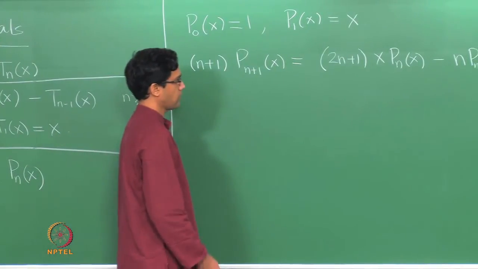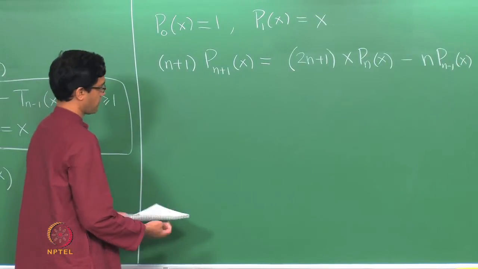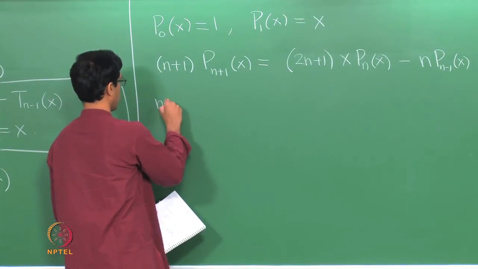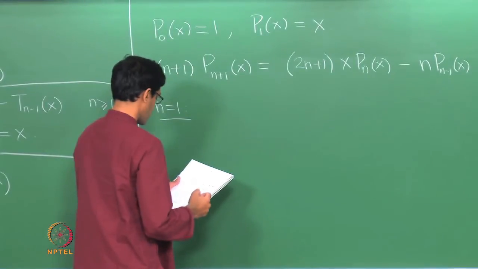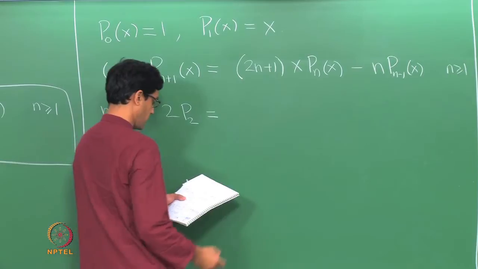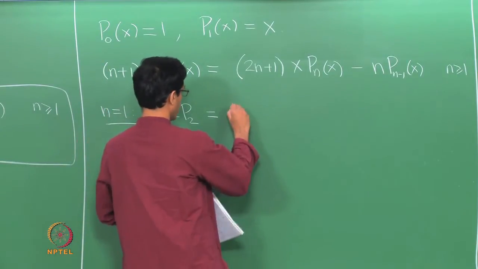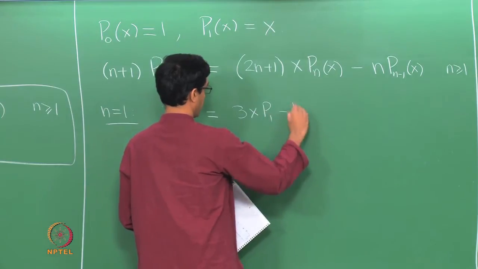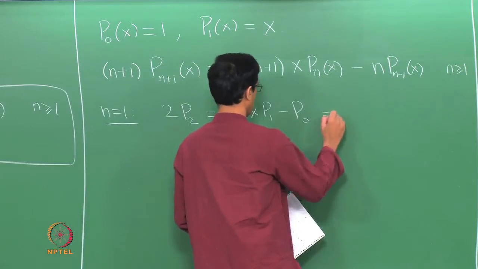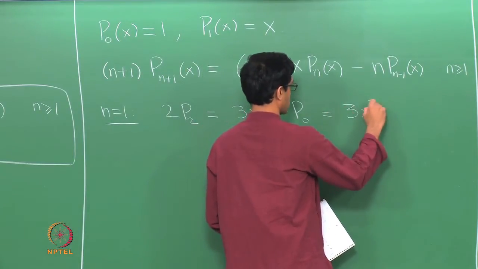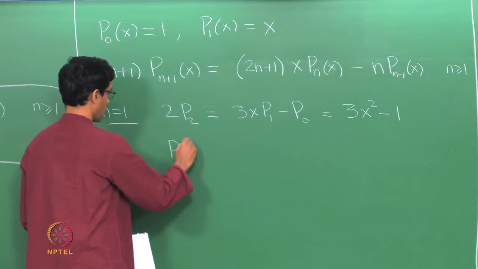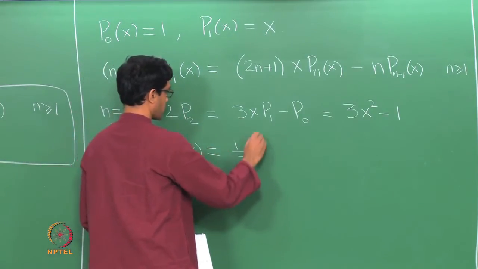Now let us compute the first few of these to get a feel for what they look like. We already know P0 and P1, so let us put n equals 1. The equation becomes 2 P2 equals 3x P1 minus P0, suppressing the x in the polynomial. P1 is x and P0 is 1, so the right hand side is 3x squared minus 1. There is a 2 on the left, so we conclude P2 of x is half of 3x squared minus 1.